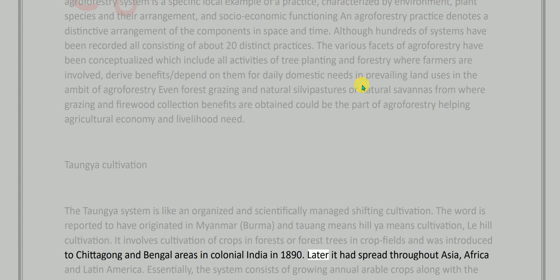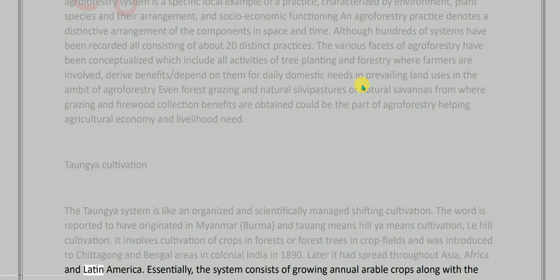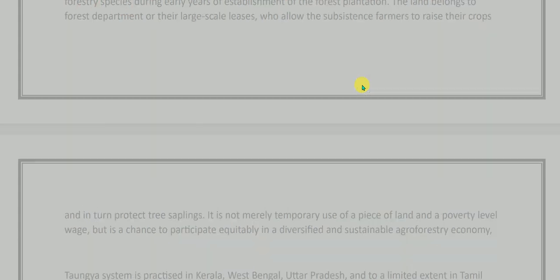Later it had spread throughout Asia, Africa and Latin America. Essentially, the system consists of growing annual arable crops along with the forestry species during early years of establishment of the forest plantation. The land belongs to the forest department or their large-scale leases, who allow the subsistence farmers to raise their crops and in turn protect tree saplings.